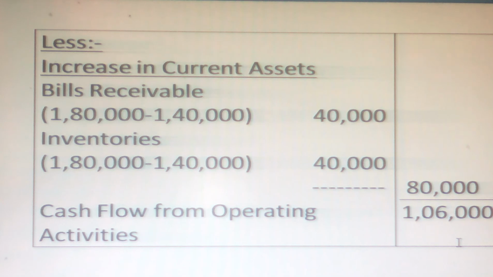Then going for less increase in current asset. Similarly, our bills receivable: current year 1,80,000, last year 1,40,000. So naturally our bills receivable increased by 40,000. And inventory similarly, 140 becomes 180: current year 1,80,000, previous year 1,40,000. So 80,000 in total. So cash flow from operating activities is 1,06,000.